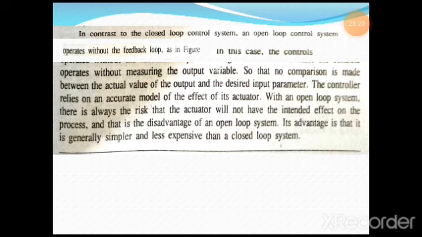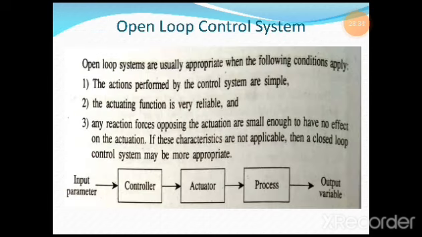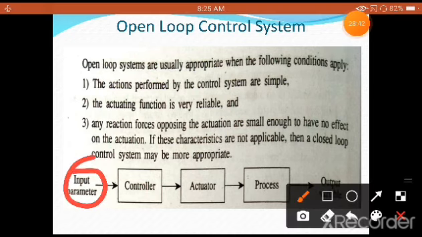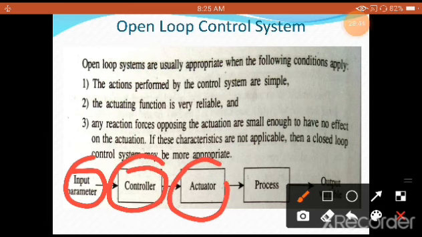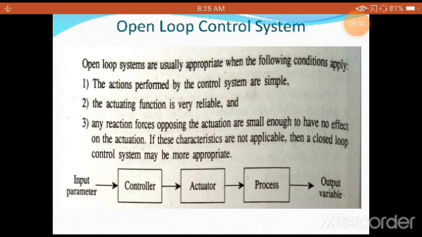Its advantage is that it is generally simpler and less expensive than a closed loop system. The only advantage is what? It is not a complicated process, the open loop, and definitely it is less expensive also. As you are going to see in the figure, it is very clear. The first input parameter is given here as usual. The controller takes some action, the actuator functions, the process takes place, then the output is there. So there is no feedback from the output variable, as you can see very clearly.